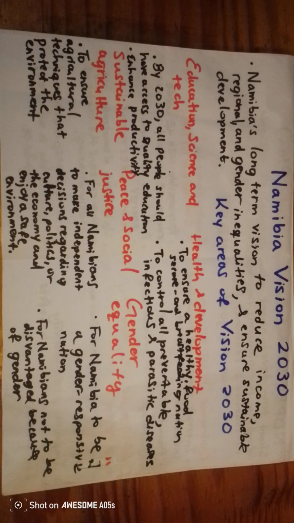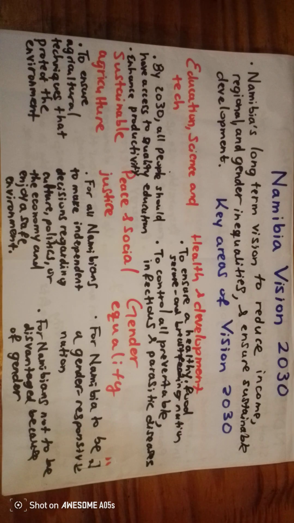Right, so for my development studies students, we are going to be doing theme 2 of development studies, that is national developmental plans. Basically, this just covers the plans concerning the development of the country of Namibia and the key areas, the goals, the objectives, and so on. And so we'll first look at Namibia Vision 2030, which is Namibia's long-term vision to reduce income, regional and gender inequalities and ensure sustainable development.